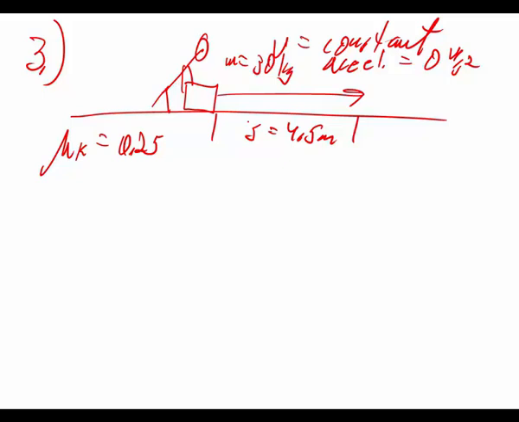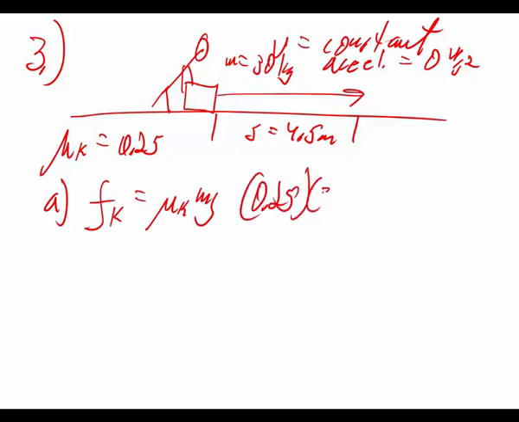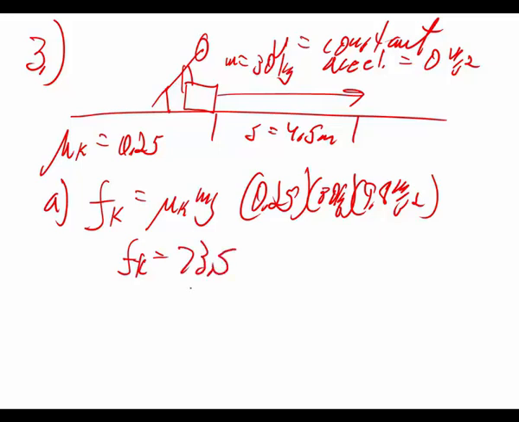It says, what magnitude of force must the worker apply? Well, we know there's a frictional force, right? So what do? 0.25 times 30 kilograms times 9.8 meters per second squared. And you get a frictional force of what? 73.5 Newtons, right?